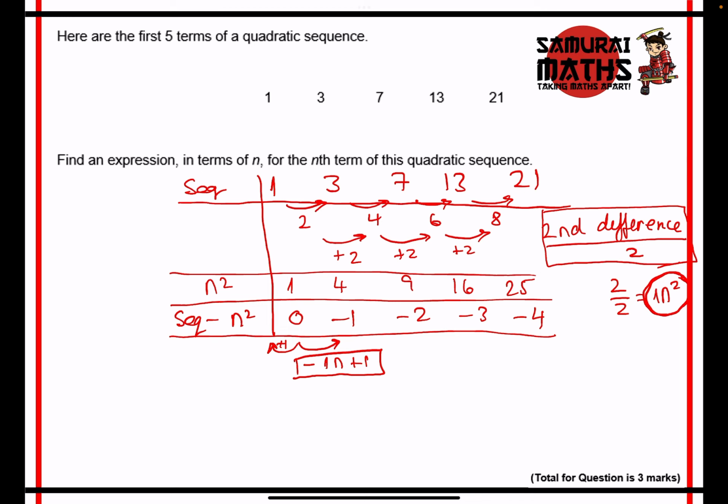Now these two things have to come together. So I take my n squared, and then my linear nth term that I just figured out, which is minus n plus 1. Obviously the same answer as in the previous method, otherwise it would have been a little bit awkward. So you watch both methods and make a decision which one you're happier with, and then go for that.